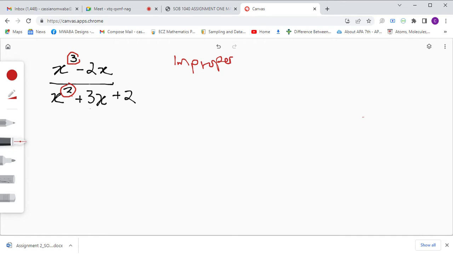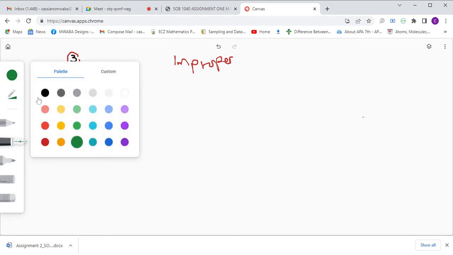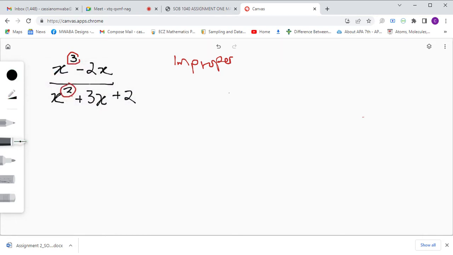So what we have to do first is divide, with long division of polynomials. That's the first thing we do. We divide. So we're going to put here x cubed plus 3x plus 2. We're dividing it by x cubed minus 2x. So in here, we're going to first put x cubed.